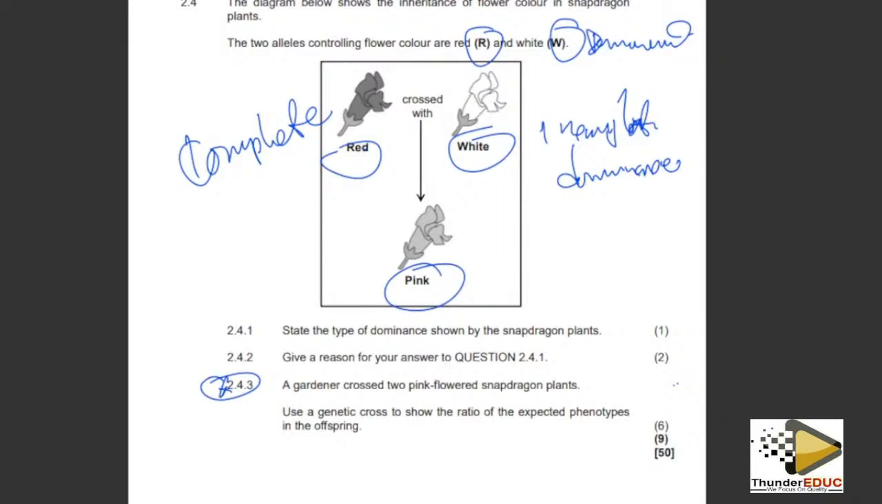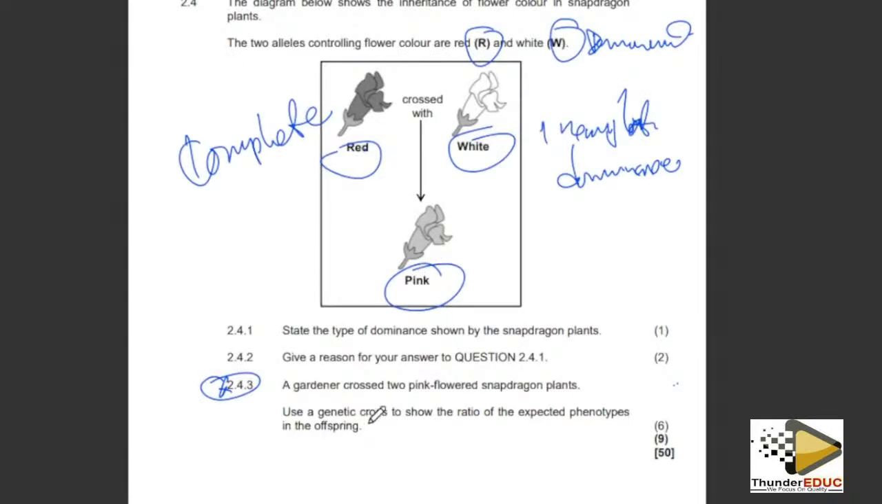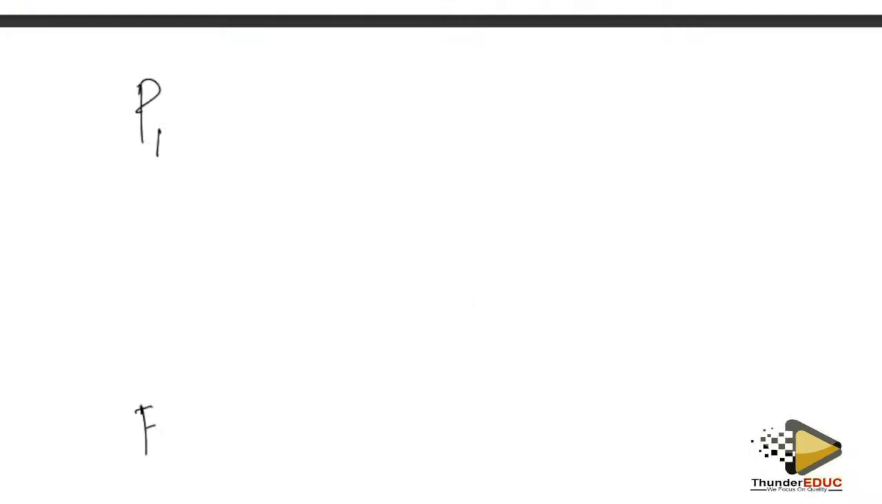They're saying a gardener crossed two pink flowered snapdragon plants; using the genetic cross, show the ratio of expressed phenotypes in the offspring. Remember I told you the first thing you need to do is write P1, F1. But in this case, they crossed two pink, and pink is found on the second generation. Therefore it won't be P1, F1, it will be P2, F2. In most cases, students lose that mark. If it is the second generation, you say P2, F2. If the first generation, you say P1, F1.